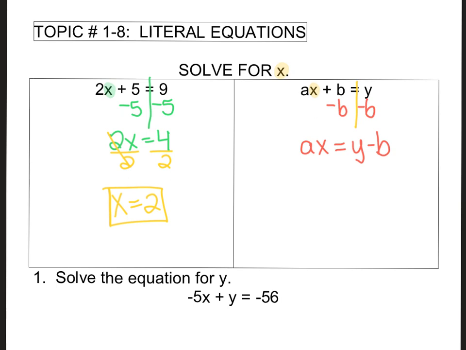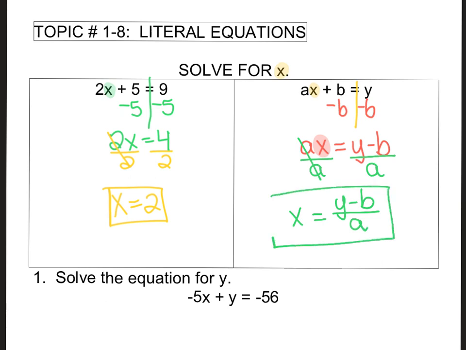Again, I still need x by itself. So how would we usually get that number in front of x away from it? We would normally divide by whatever that number was. Well, we're going to do the same thing, but this time we're going to divide by a, and it would cancel out. But you can see there's not really anything I can do on the right-hand side. The a in the denominator doesn't cancel out with anything in the numerator. So I will leave my answer as x equals y minus b divided by a.